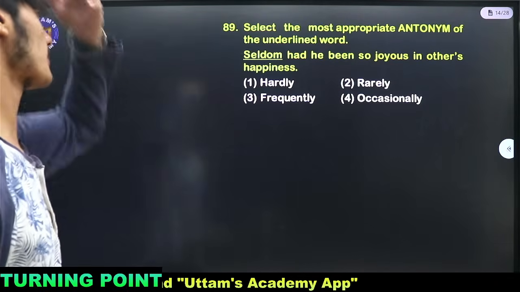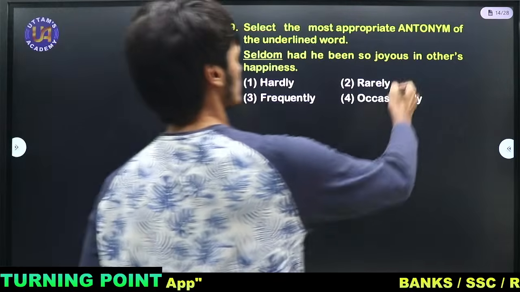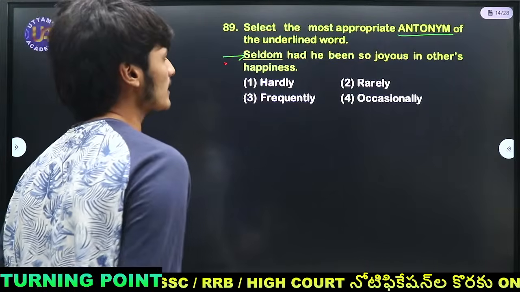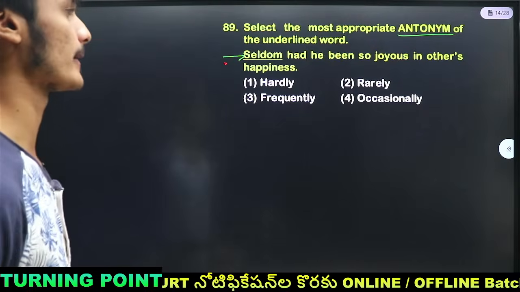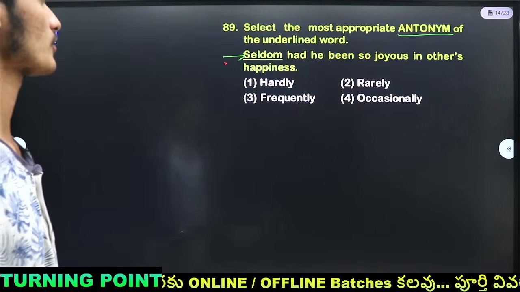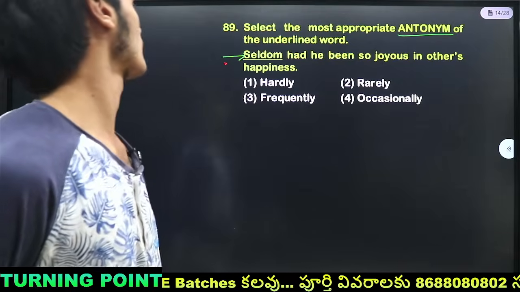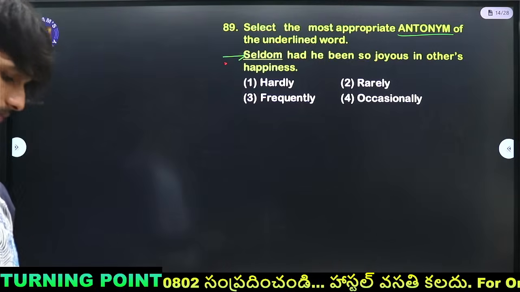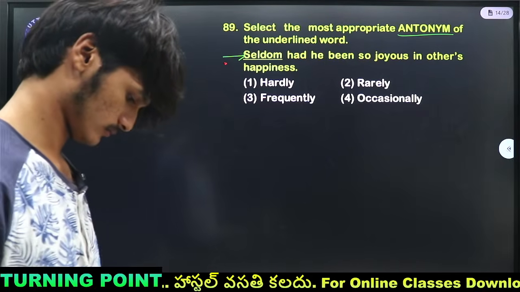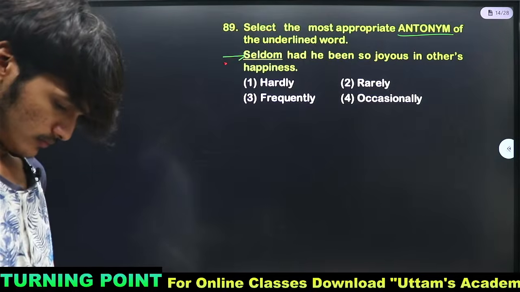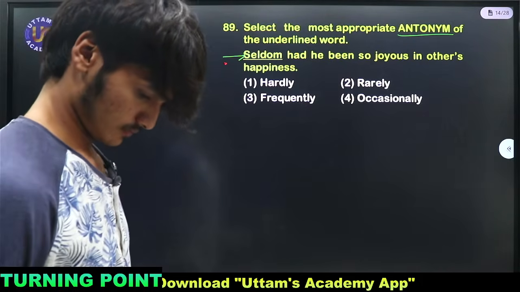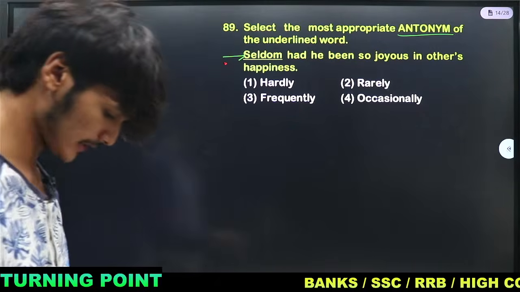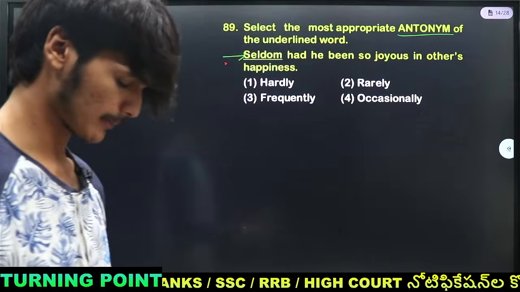Then select the most appropriate antonym of the underlined word. Antonym in the sense opposite, and here we have seldom. Seldom had he been so joyous in others' happiness. So what is the opposite of the word seldom? Hardly. Anudipti says hardly. Narendra says frequently. Anudipti changed it to frequently. Valikant says frequently. Ramnikita says frequently.